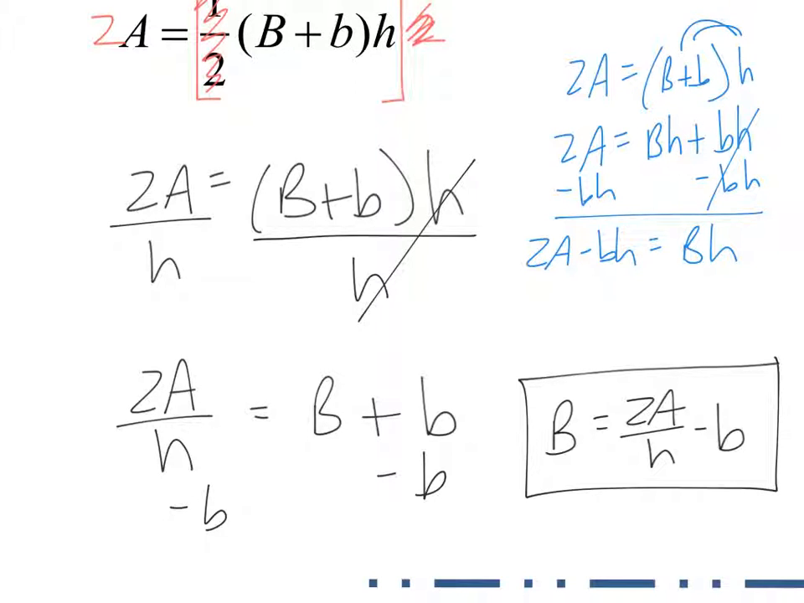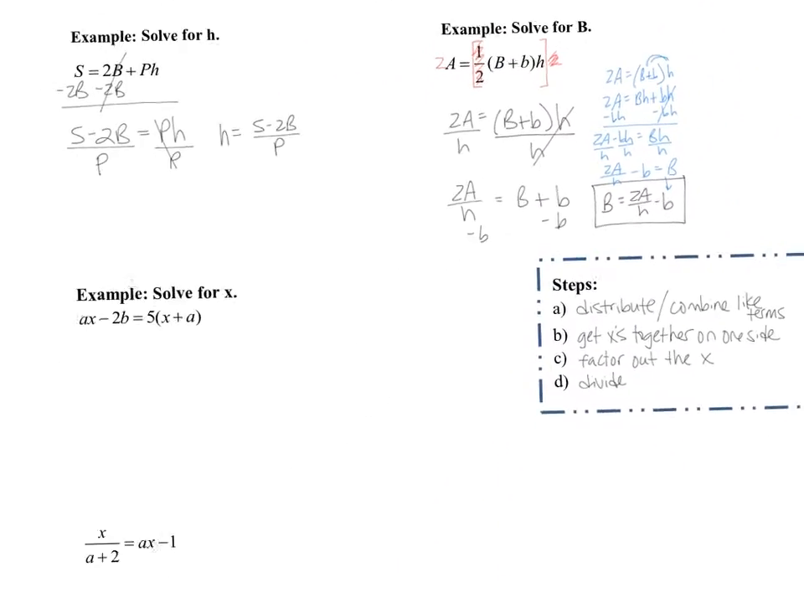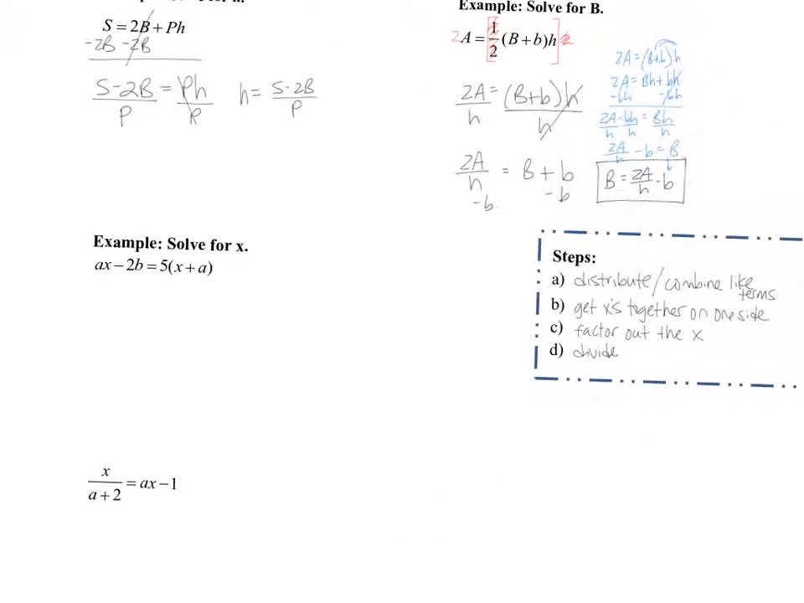Again, I'm just trying to get big B by itself. So I can divide both sides by h. And I get 2A over h minus b equals big B, which is the same thing we got here. So either way you do these problems, there are a lot of times multiple ways to solve it. I wanted to show you both ways on that one, because there are multiple ways to get the correct answer.